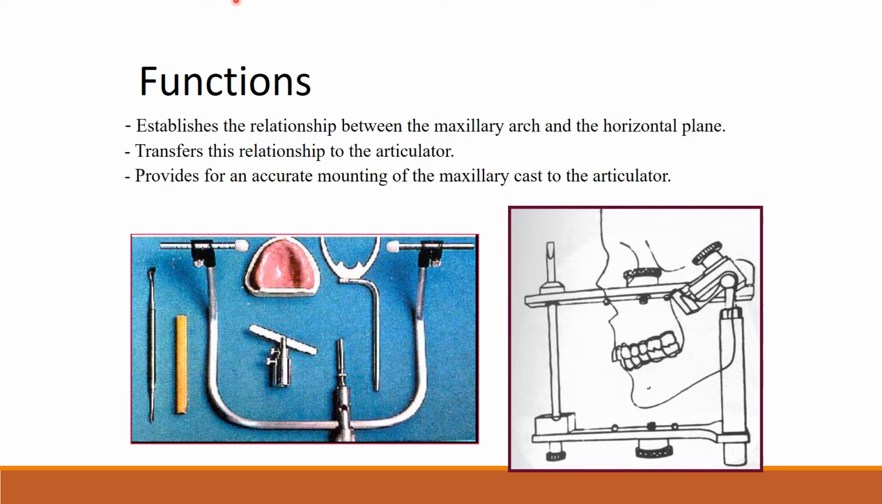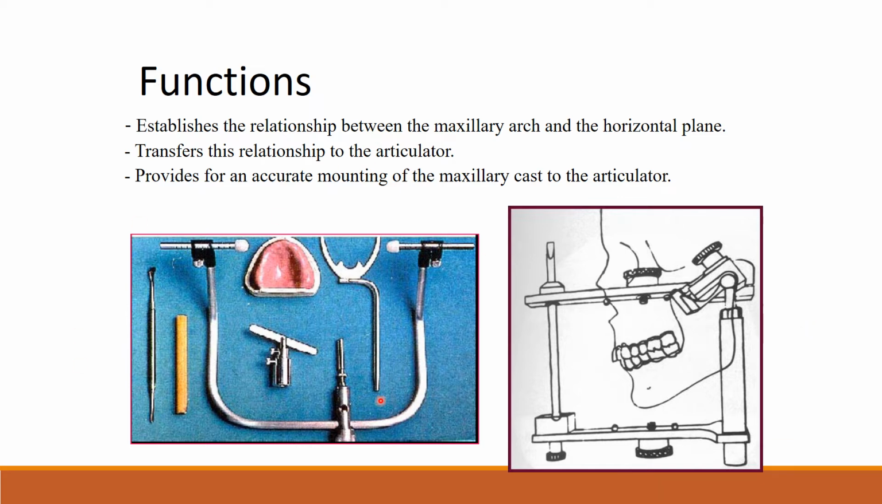So the functions of a FACEBOW: it establishes the relationship between the maxillary arch and the horizontal plane. We can also transfer this relationship to an articulator, so it helps in the transfer, and it also provides an accurate mounting of the maxillary cast to the articulator, right? So you can see that this is the way we place a FACEBOW on a person, and that is the relationship we are trying to record exactly.